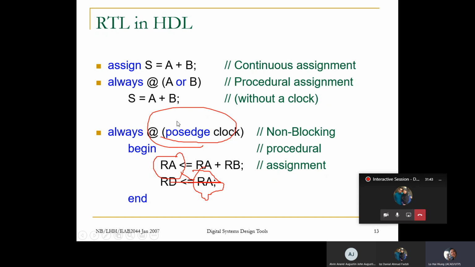So if you have multiple flip-flops connected to the same clock, the outputs of all of these flip-flops will only get the value from the input at the same time, at the same positive edge of the clock. So this is why. Is that clear?